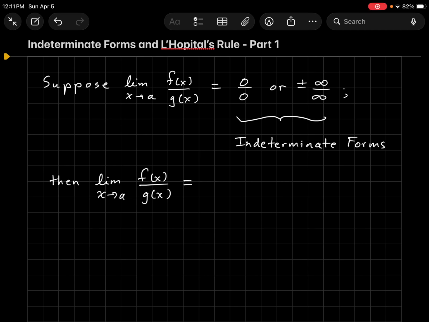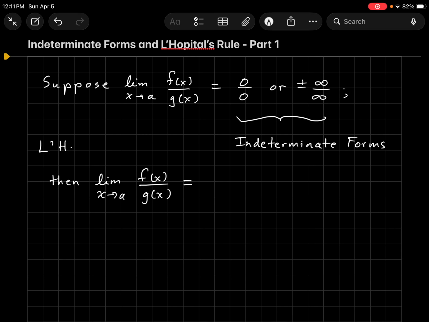Indeterminate forms and L'Hopital's rule, part 1. Suppose we want to find the limit as x goes to a, where a can be infinity, of f of x over g of x. And suppose that equals 0 over 0 or infinity over infinity, plus or minus. Those are called indeterminate forms.